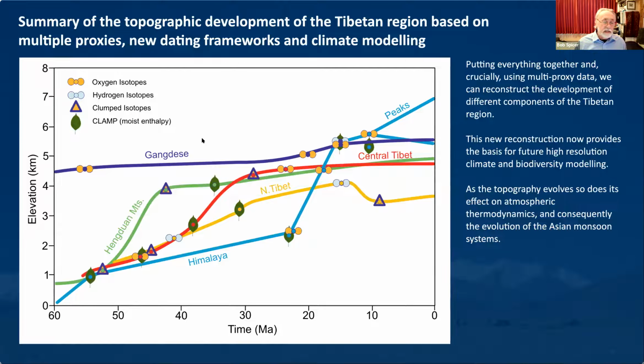Putting an awful lot of data together, this is what we see for the Tibetan region. The Gangdese have been there since the Mesozoic, basically the late Mesozoic. So we have a Gangdese highland along the southern margin of Eurasia. We then form the Hengduan Mountains in eastern Tibet, again using a mixture of CLAMP analysis of leaves and various isotope studies. Then central Tibet rises in the late Eocene through to the early Oligocene. Northern Tibet rises somewhat later.